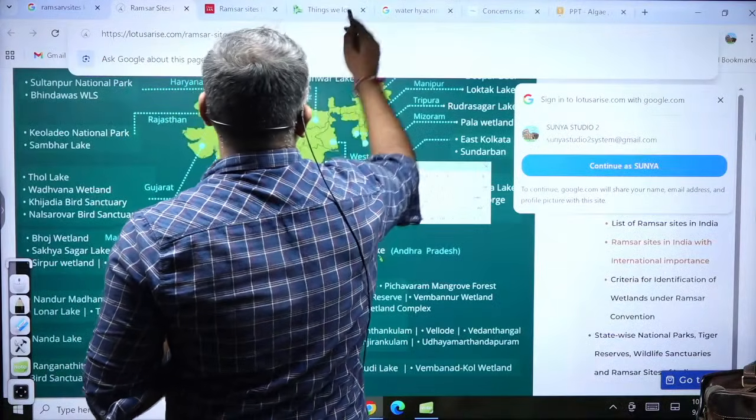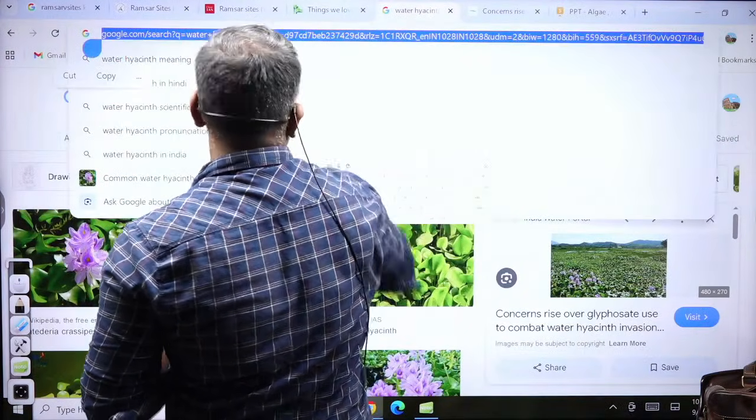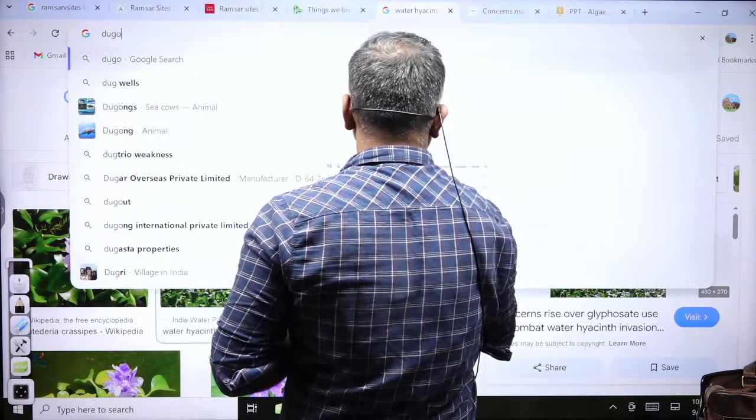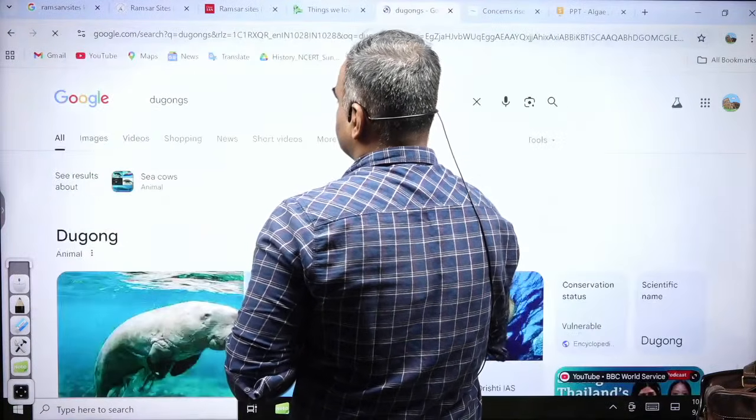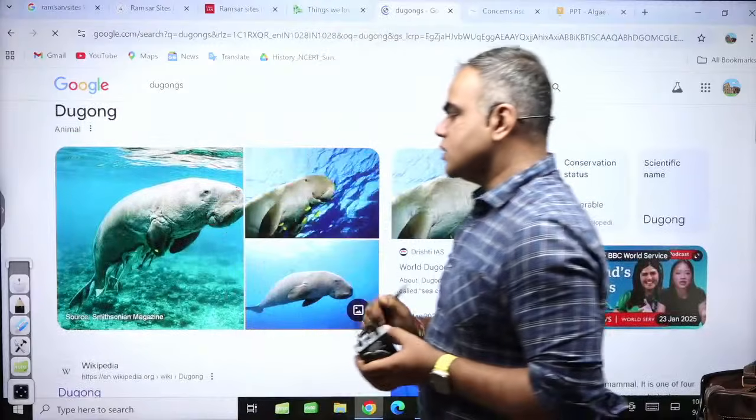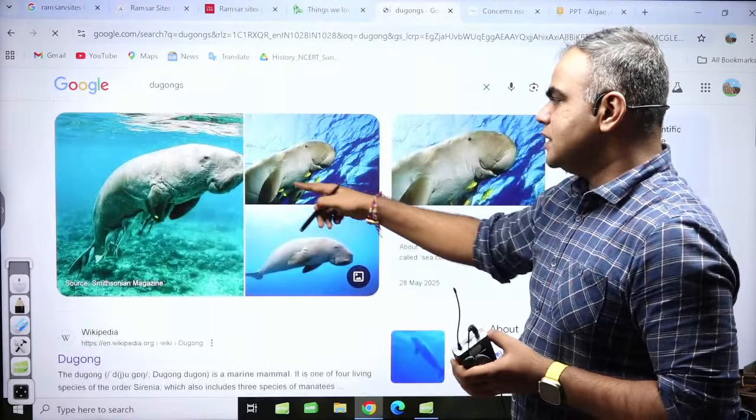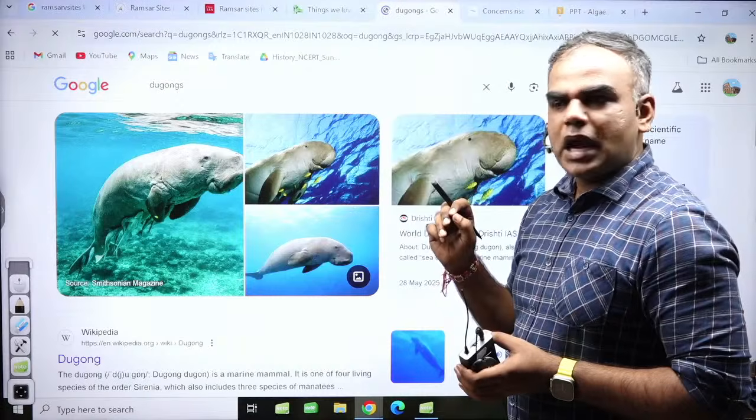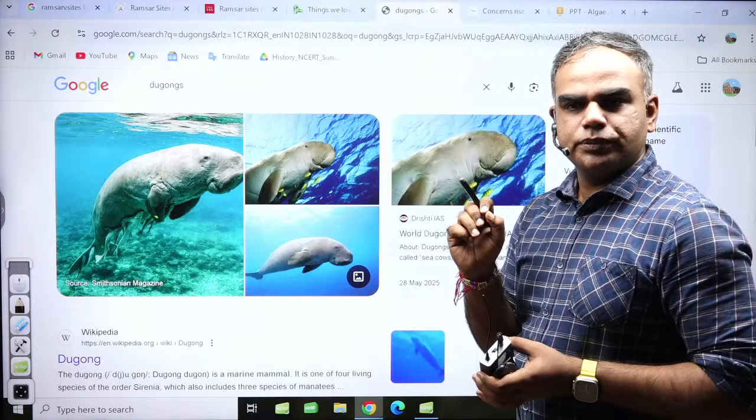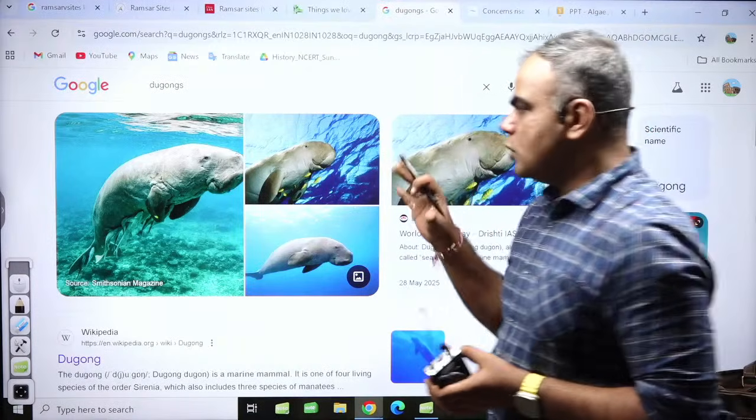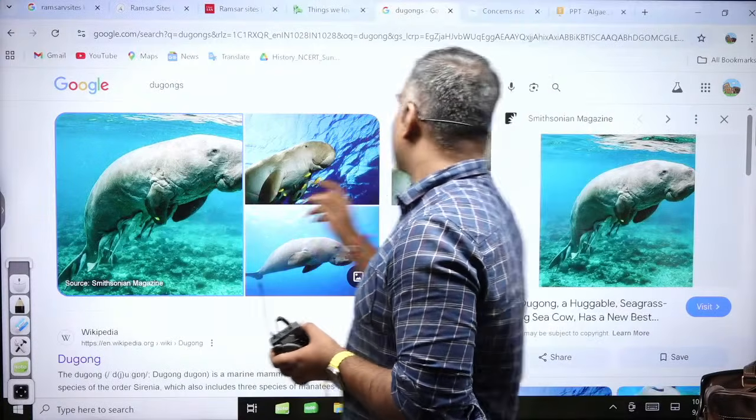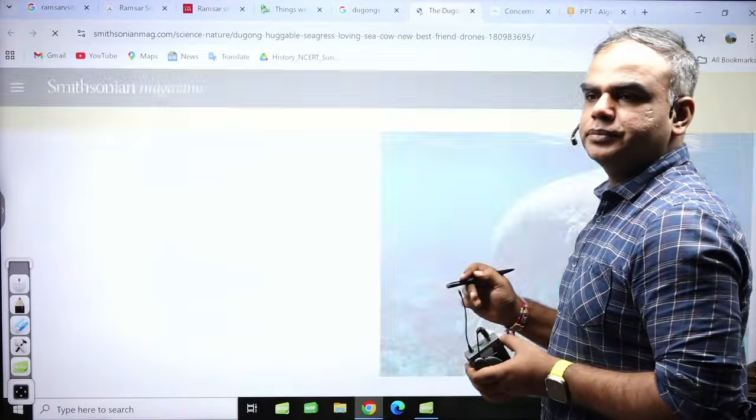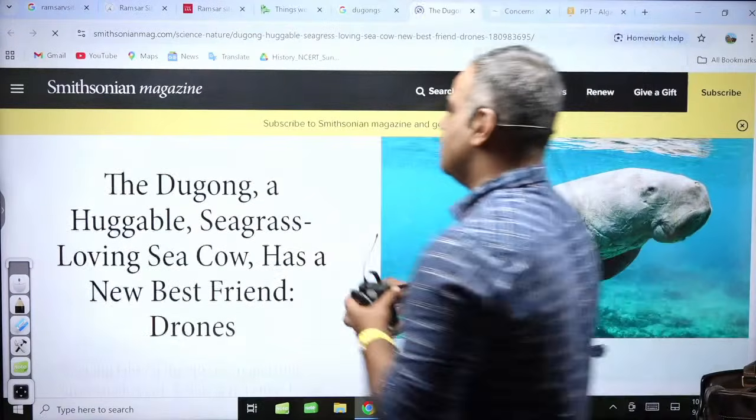There is a species known as dugong. These are dugongs. Okay, dugongs are known as sea cows, and dugongs are herbivores. You will find one of the maximum dugongs in Gulf of Mannar. They love sea grass.